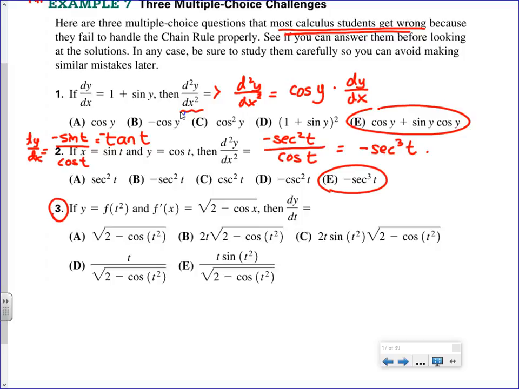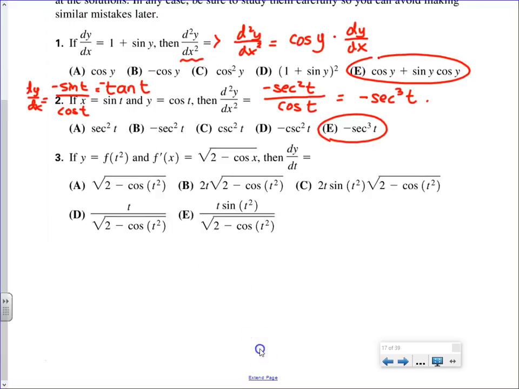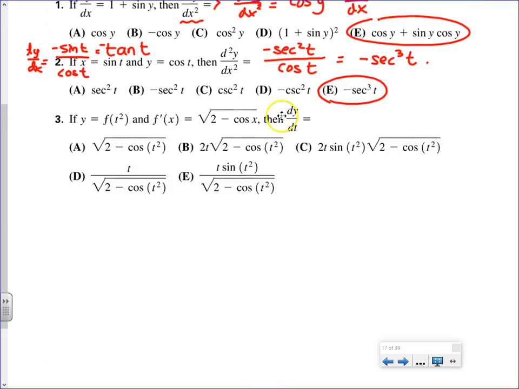Make sense so far? Check. Number 3. At the end of the day, what do they want? dy/dt. dy/dt is y prime of t.